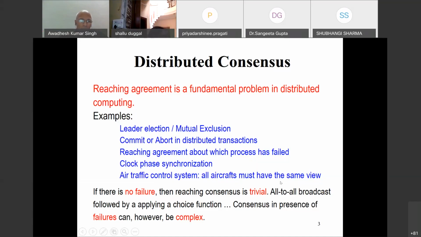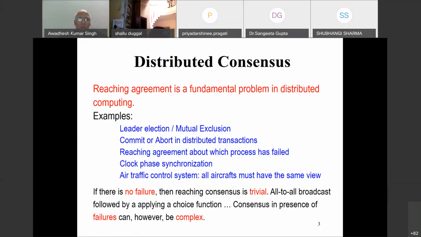computation, like we have the last example, the air traffic control system. All the pilots have the same view of a particular flying area, so that to avoid collision, they can make the correct decisions. To provide the correct, single consistent view to everyone is a challenge.